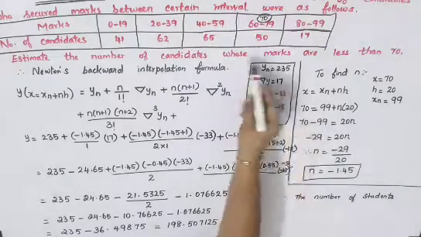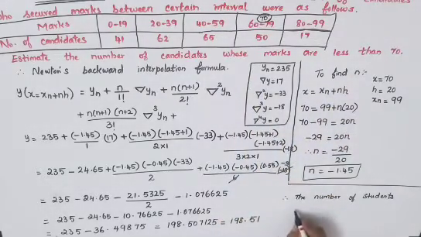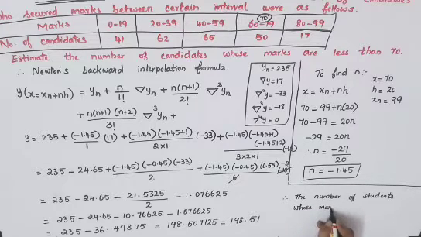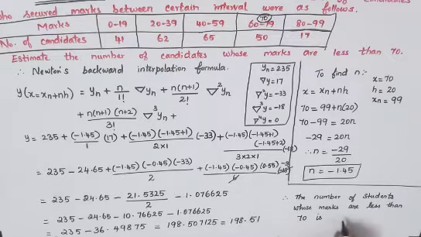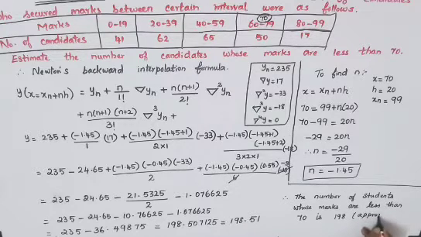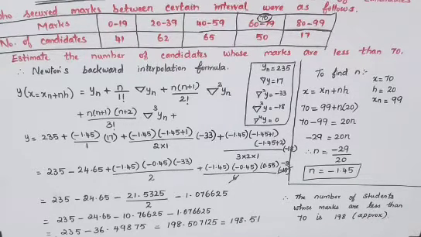Therefore, the number of students they have asked about, whose marks are less than 70, make this a whole number. So you can write 198 students approximately. This is the answer for your fifth question.